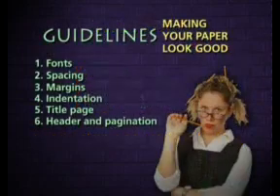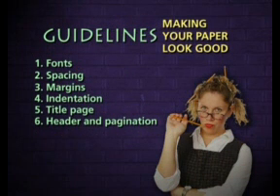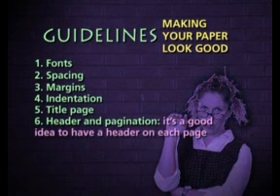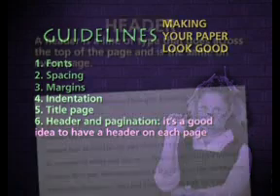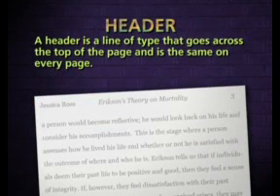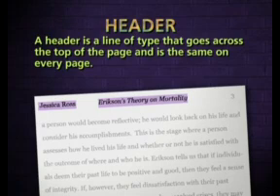What about header and pagination? Well, what do these mean? Well, first of all, it's a good idea to have a header on each page. That is a line of type that goes across the page and is the same on every page. It should include your name and perhaps the title of your paper, or a shortened version if the entire title won't fit. And that same line, that same header line, can also include the folio or the page number at the right-hand end of the header.